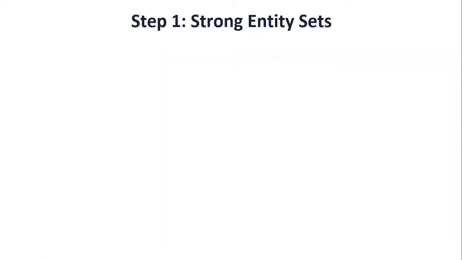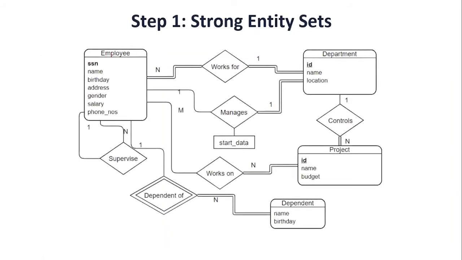So let's take a look at our ER diagram and try to identify the strong entities or strong entity sets in this diagram. So here we have an employee that is a strong entity set, and we have a department, another strong entity set, and project. So we already identified the dependent as a weak entity set. So except that, all other entities are strong entity sets.